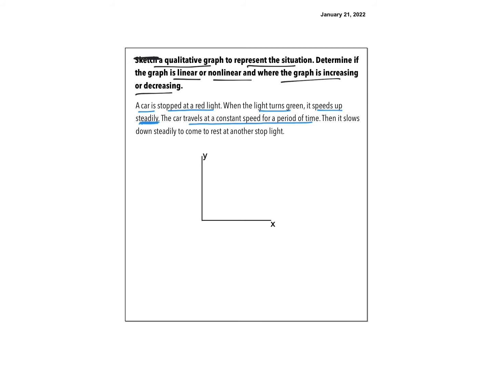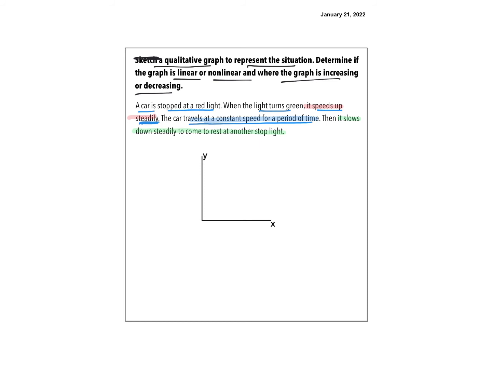Okay, I'm going to try to highlight some of this. So right away it's speeding up steadily. Second thing that happens is it travels at a constant speed for a period of time. And then third thing, it slows down steadily to come to rest at another stoplight. So we want to try to draw a sketch of this.